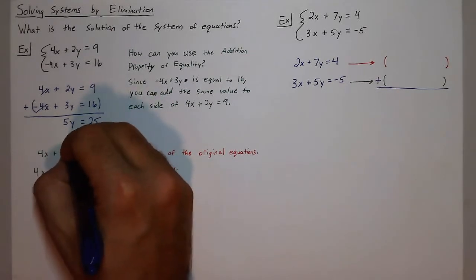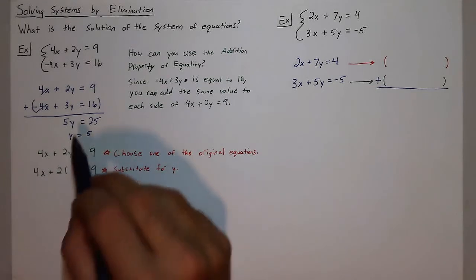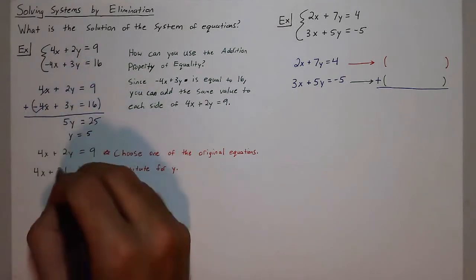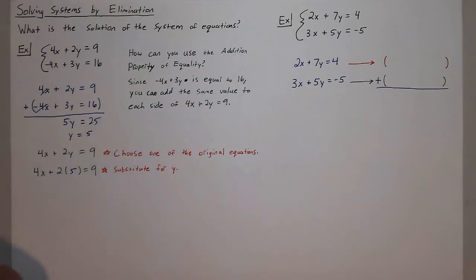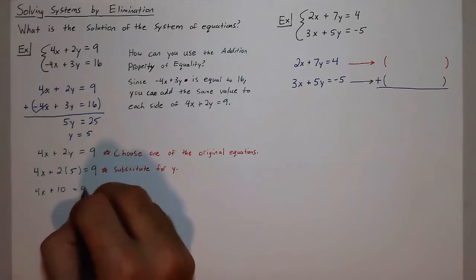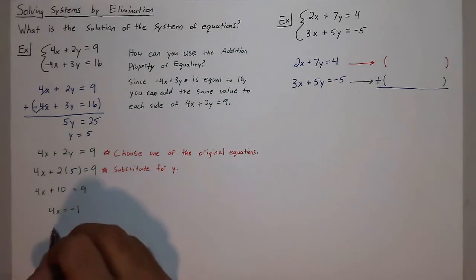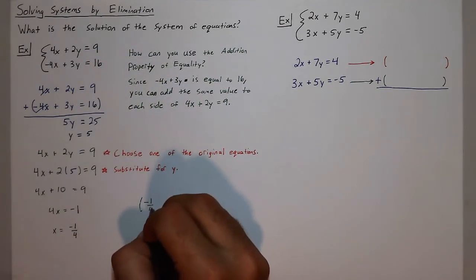Divided by 5, y is just equal to 5. Now once you know what the value of one of your variables is, you can plug it into either one of the original equations. I'm choosing the top one, which will give me 4x plus 2 times 5 is equal to 9, which gives me 4x plus 10 is equal to 9. 4x will be equal to negative 1 by subtracting 10, and x equals negative 1/4. So the solution to this system is negative 1/4, comma 5.